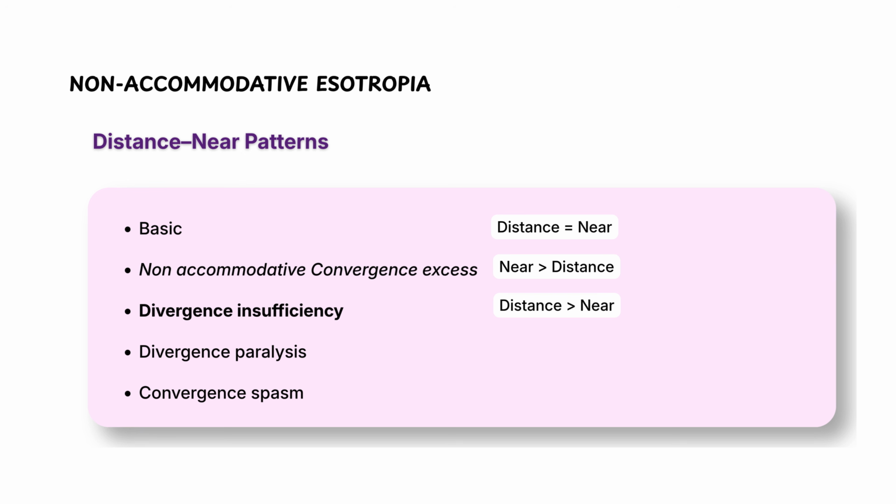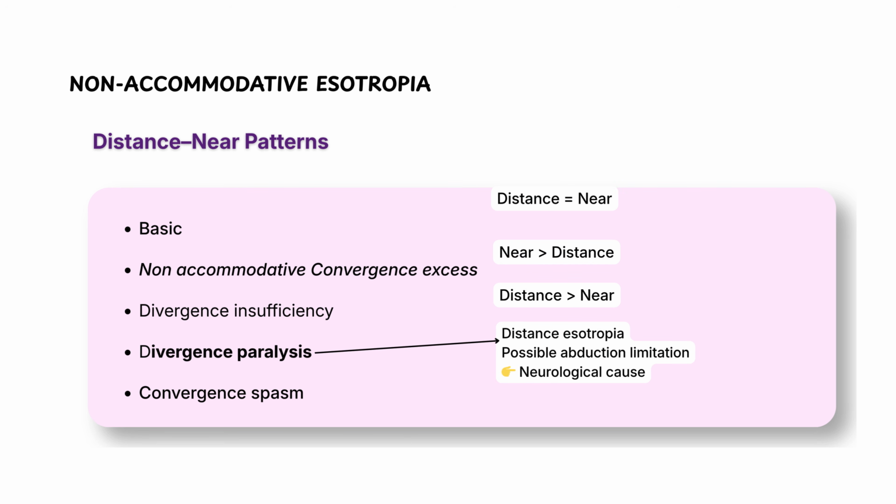In divergence insufficiency, the deviation is greater at distance. The eyes are not able to diverge adequately for distance fixation. You must remember that normally, to look at a near distance we need to converge, and to look at a far distance we need divergence. In divergence paralysis, the pattern is pretty similar to divergence insufficiency, but the cause is neurological. There may be a limitation of abduction as well. So insufficiency is basically functional, whereas divergence paralysis is mostly neurological.